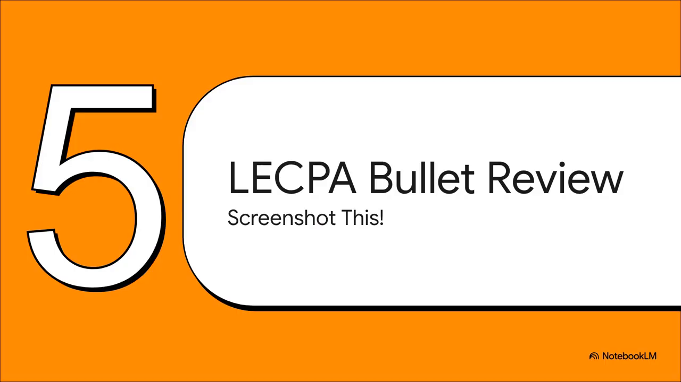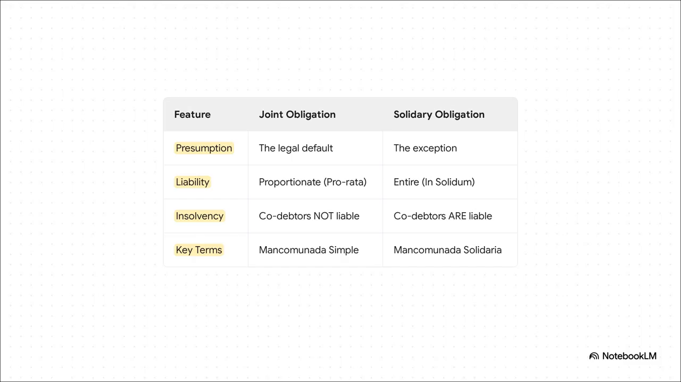Phew, that was a lot, I know. So let's lock all this information in with a quick review. Seriously, get your phone out because you're going to want to put these next slides in your digital reviewer. Screenshot mode on. Here it is, your ultimate cheat sheet. Presumption. Joint is the default, solidary is the special exception. Liability. Proportionate versus the entire amount. Insolvency. This is a big one. For joint, an insolvent debtor is not your problem. For solidary, you've got to help cover their share.